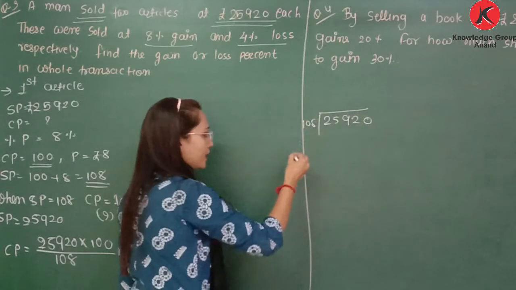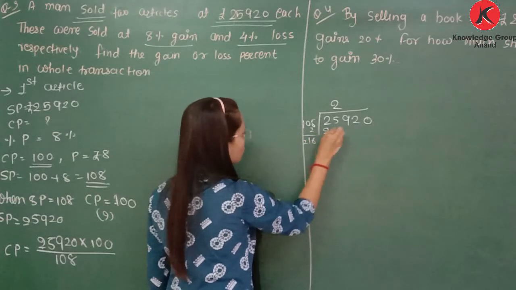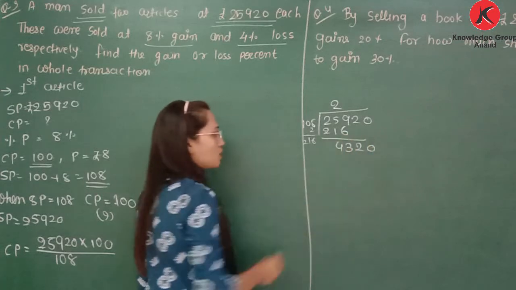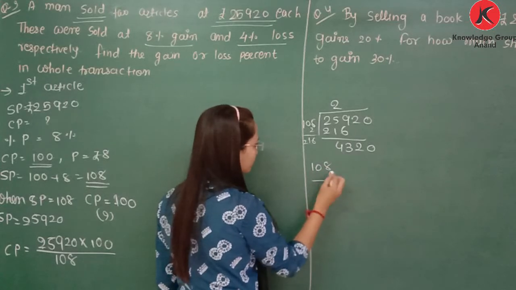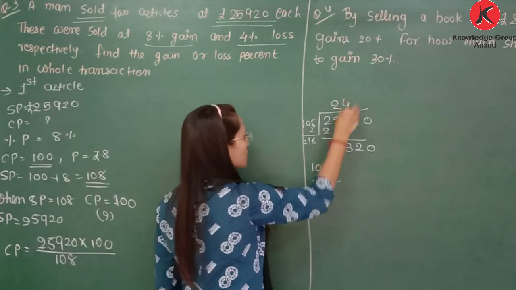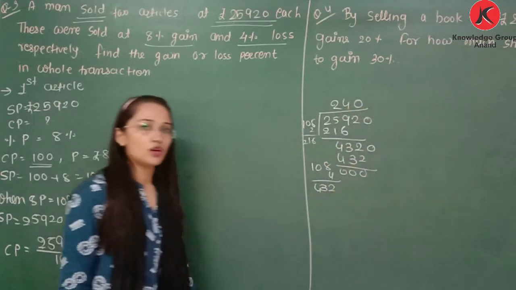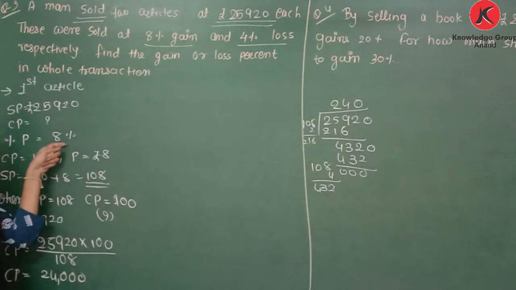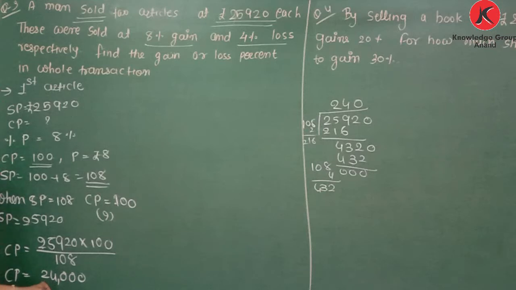So it is 108. So we can start with 260, 4, 3, 4,320. Now let's check it with 4. So yes, it is divisible by 4 and this 0 is 3. So we get cost price is 24,000. So for one article, if 8% is profit, then his cost price is 24,000.